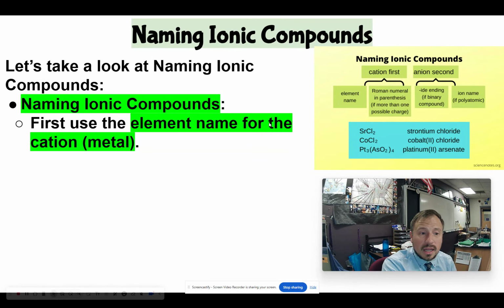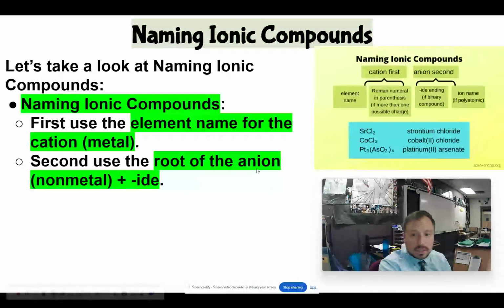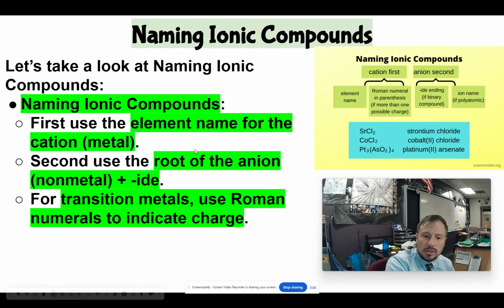So here's what you do. First, use the element name for the cation, which is the metal, right? It's just the element. Second, use the root of the anion plus ide, so you drop the end, you add ide, same thing as covalent bonds. Now for transition metals, use Roman numerals to indicate charge. So there's a little additional thing, because those transition metals in groups 3 through 12 can form multiple charged ions.